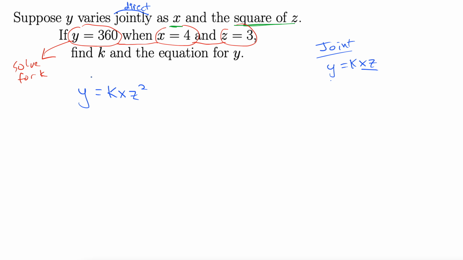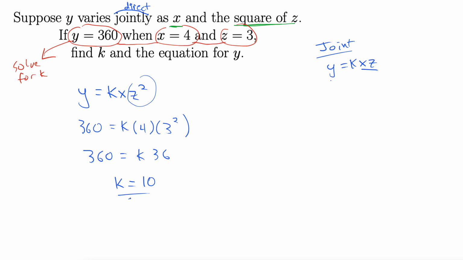So let's do it. y is 360. We don't know what k is, but we know x is 4, and we know z is 3, squared, because this is z squared. So that gives us 360 equals k times 4 times 9, which is 36. Divide both sides by 36 gives us k is 10.